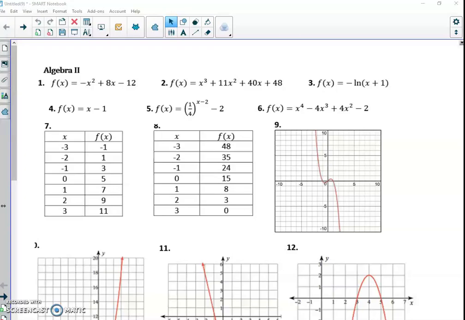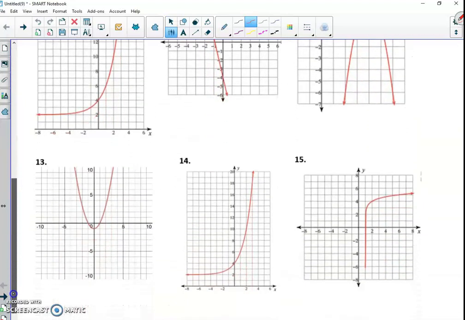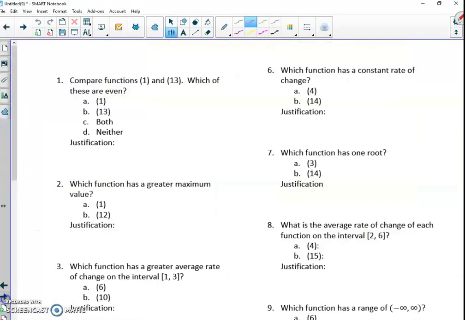Guys, we're going to go over this today as the quiz review before tomorrow. So we have all these different types of functions. Let's scroll to what the actual questions are on the next page.